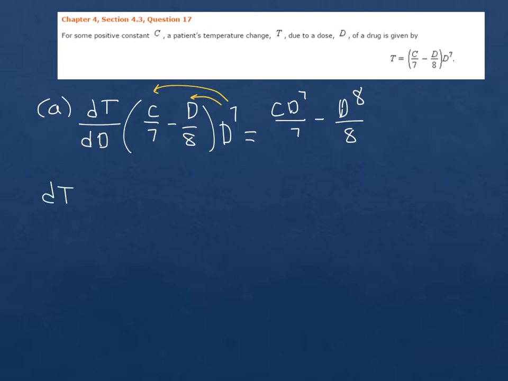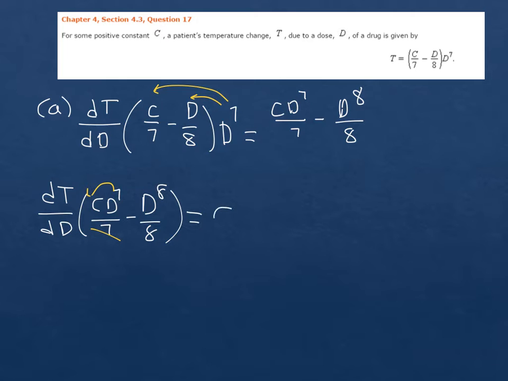So the derivative then of CD to the 7th over 7 minus D to the 8th over 8. The C is just a constant, so that's going to stay out front, but I'm going to bring the 7 down, and it's going to cancel with that 7 on the bottom. So I'm only going to end up with CD to the 6, because I have to subtract 1 from my exponent. Same thing's going to happen here. I'm going to bring the 8 down, and that's going to cancel with that 8. So I'm going to have D to the 7th power.